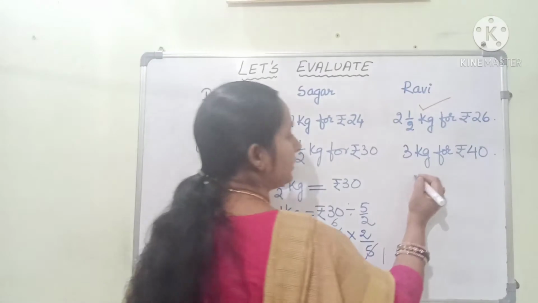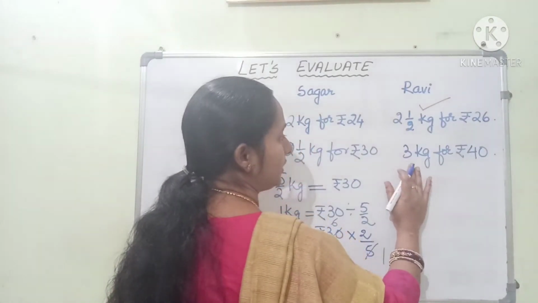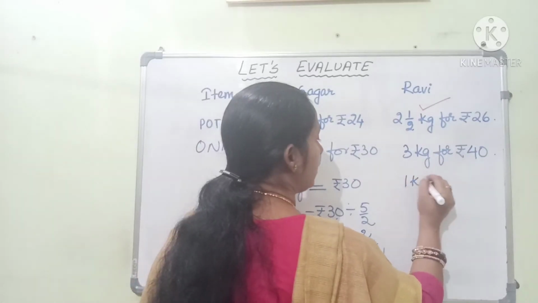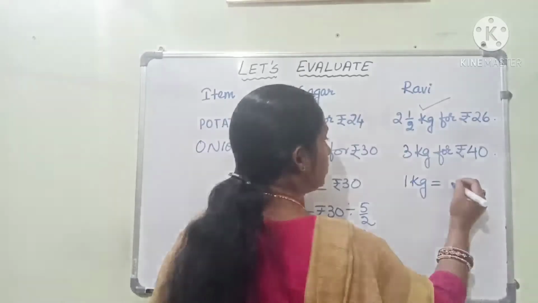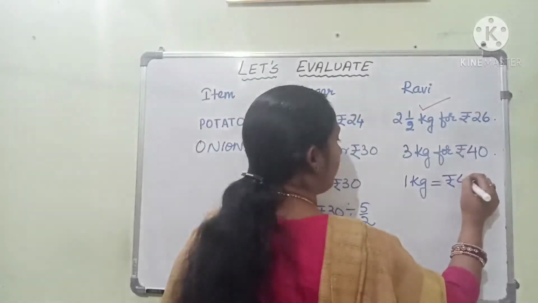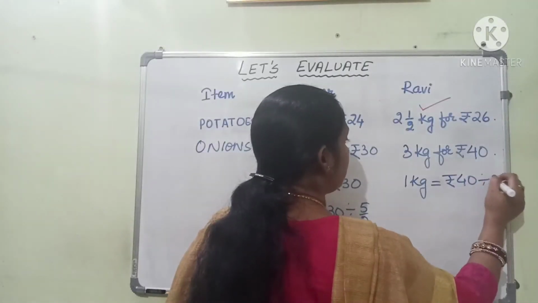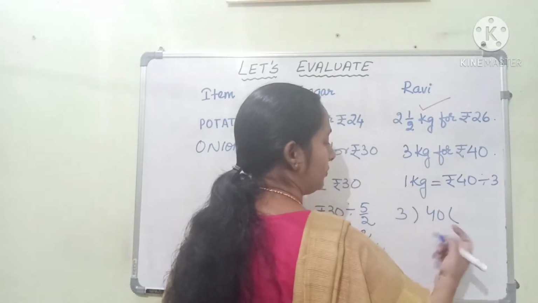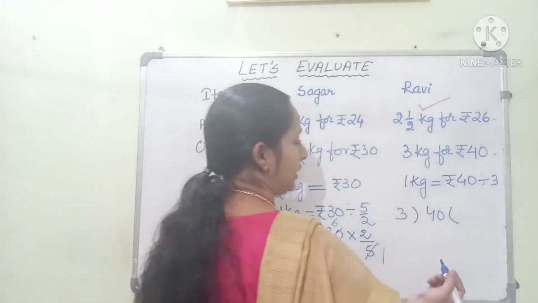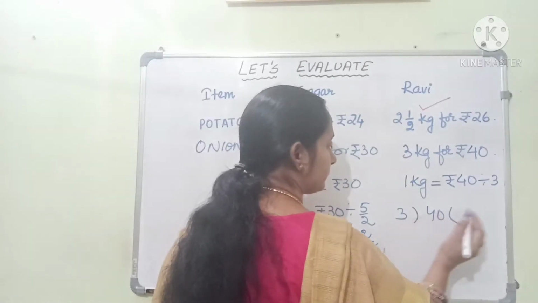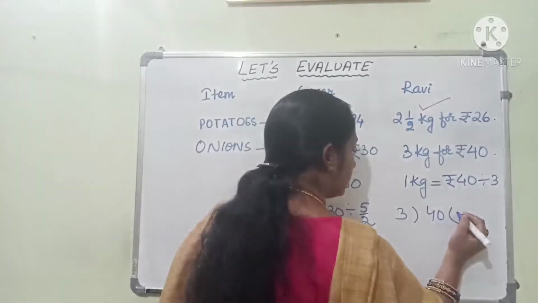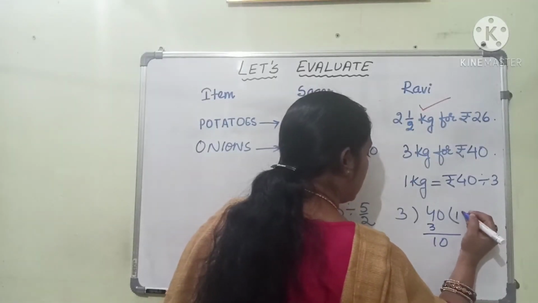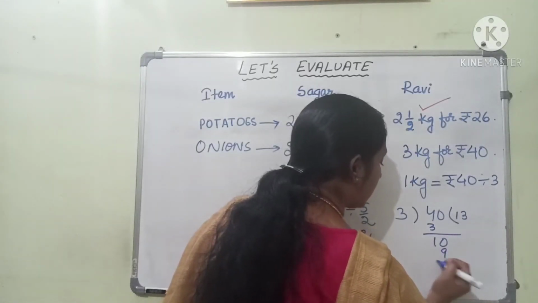Now let us find in case of Ravi: 3 kilograms onions he bought for rupees 40. Then 1 kilogram onions will be equal to rupees 40 divided by 3. Divide it. 40 divided by 3. 3 how many times will it go for 40? Tell me. 3 ones are 3. 3 threes are 9.